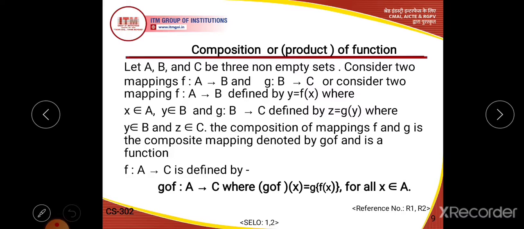Consider two mappings, f from A to B defined by y = f(x), where x belongs to capital A, or we can say x is an element of set A, and y is an element of set B. So x belongs to capital A and y belongs to capital B. Similarly, the second mapping g from set B to C is defined by z = g(y), where y belongs to capital B and z belongs to capital C.